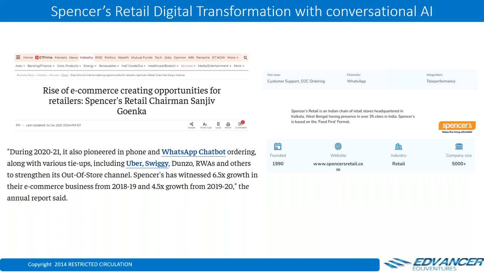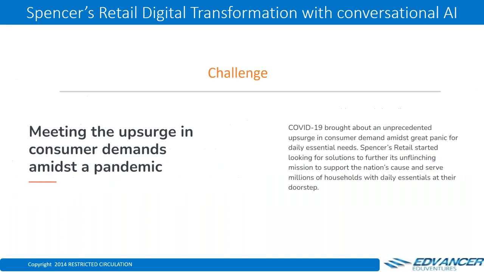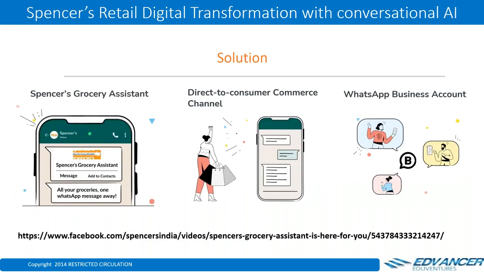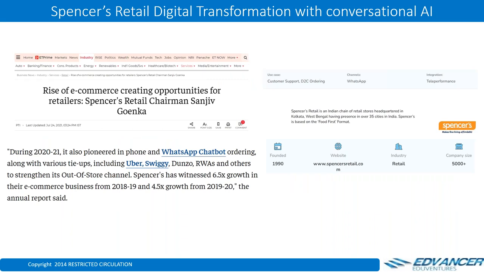Okay, so Spencer spent only 5 days to develop the conversational AI solution, or say, to become a digital company from a brick and mortar company. In 5 days, they were able to figure out something that we will see in the next slides. And then they were able to survive that period, and they thrived in that period. Not only survived, thrived.